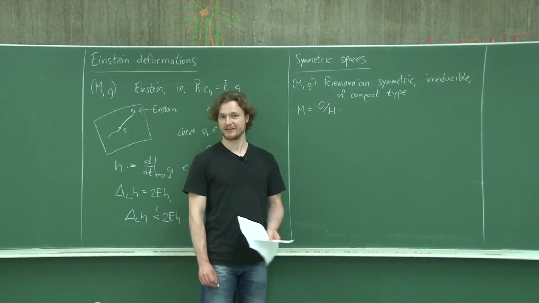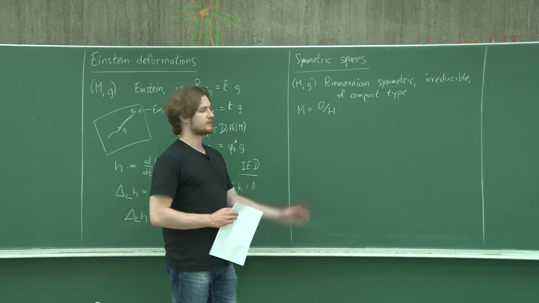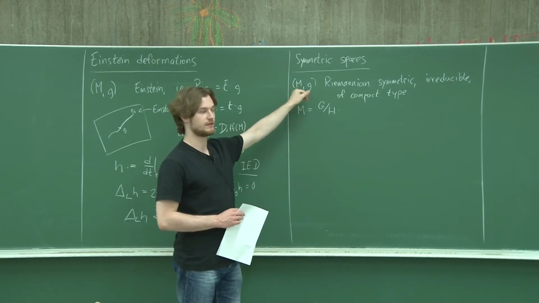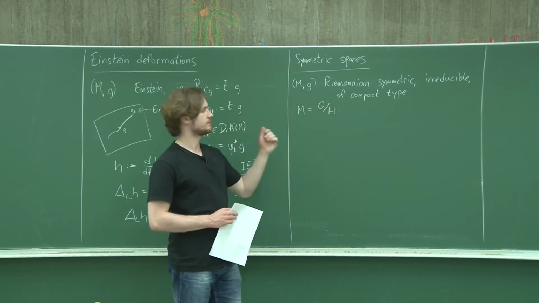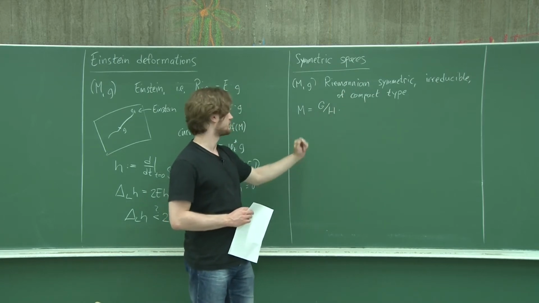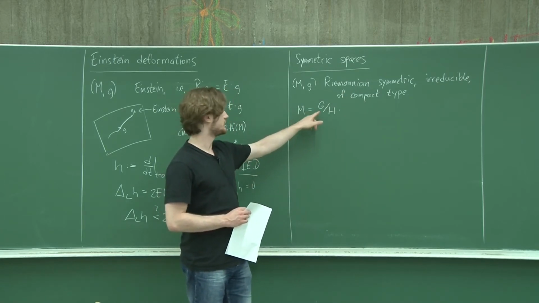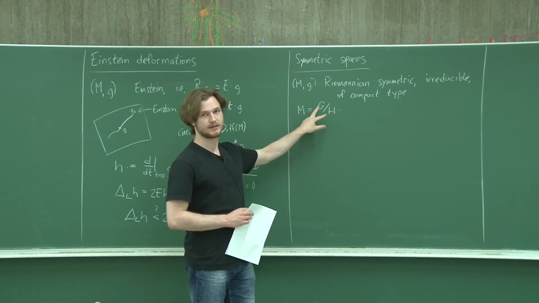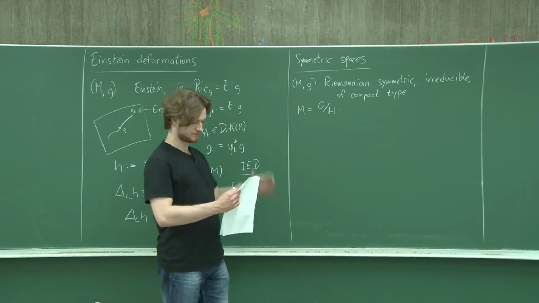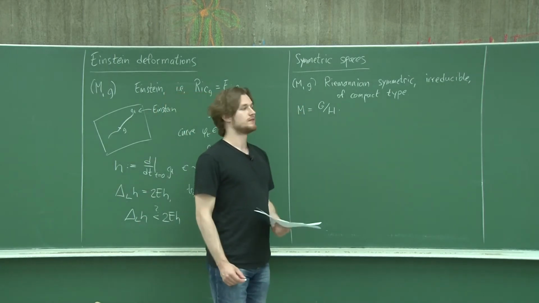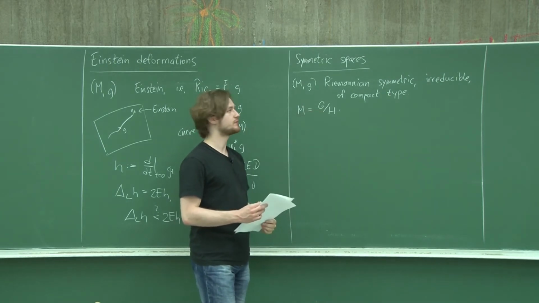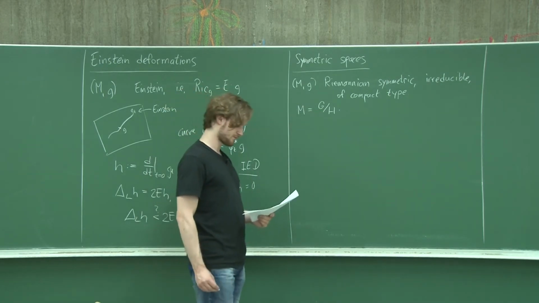So let's advance to the next section. Suppose we have some Riemannian symmetric space M equipped with an invariant metric G that is irreducible as a symmetric space and of compact type. So we can write M as a quotient G over H, where those are compact Lie groups. In particular, this is an Einstein manifold. Okay, we can use this homogeneous structure here to do a bit of analysis.